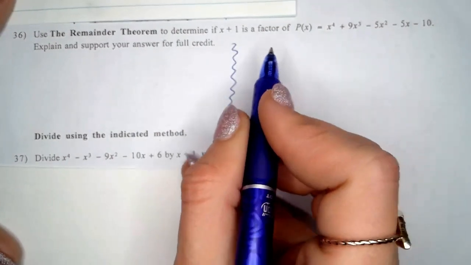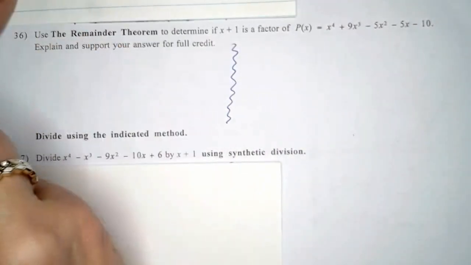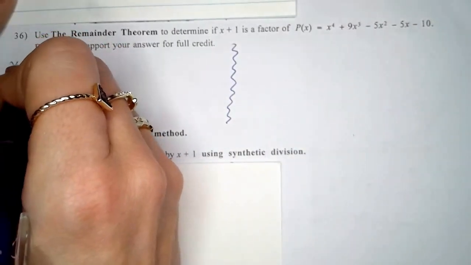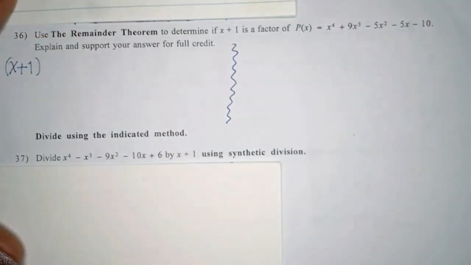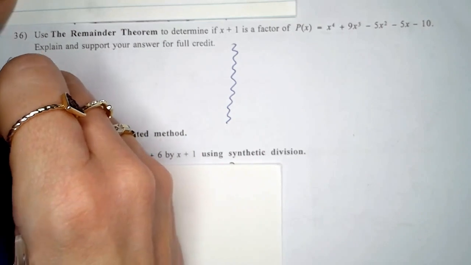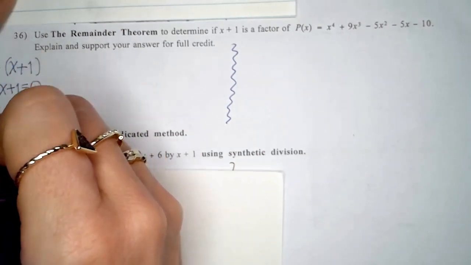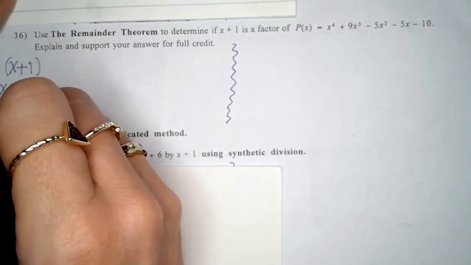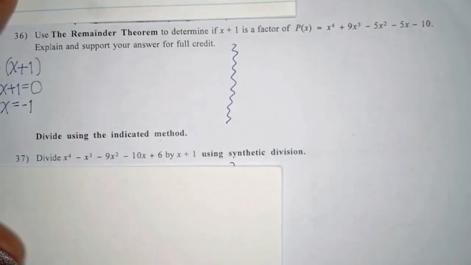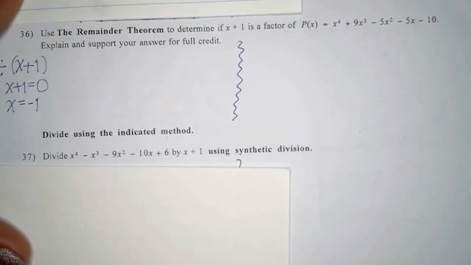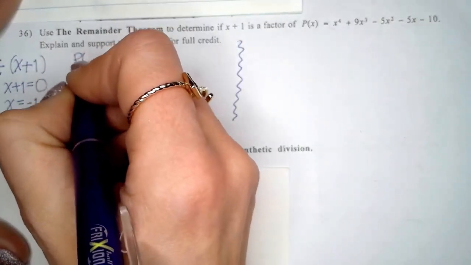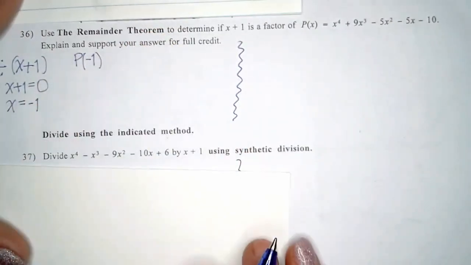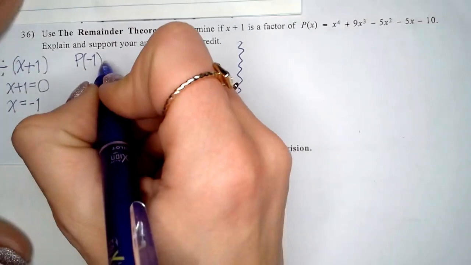So for now, I'm going to use it in the direction of the following. If I'm dividing by x plus 1, you take the thing you're dividing by and you set it equal to 0, and that's going to give us x equals negative 1. Okay? Then we're going to take negative 1, and we're going to fill it into our equation. So the p of negative 1, that just means we're filling in negative 1 everywhere we have an x.